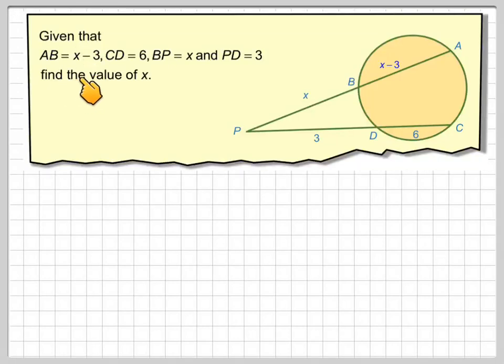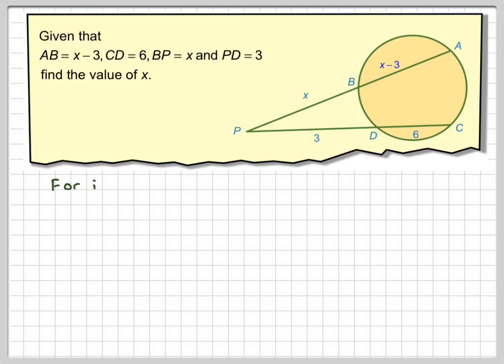Given that AB is equal to x minus 3, CD is equal to 6, BP is equal to x, and PD is equal to 3, find the value of x. So what we've got here is that PB is x, AB is x minus 3, PD is 3, and DC is 6. Remember, this is not drawn to scale.